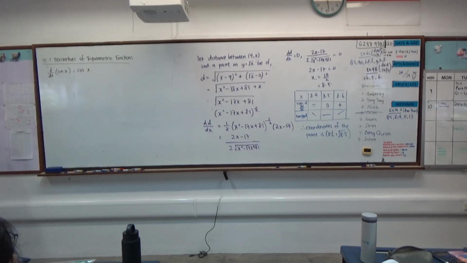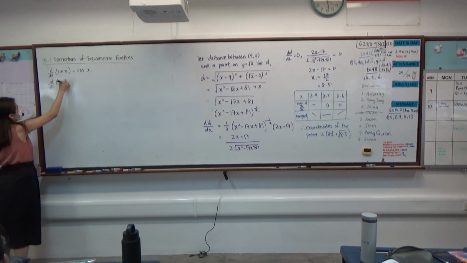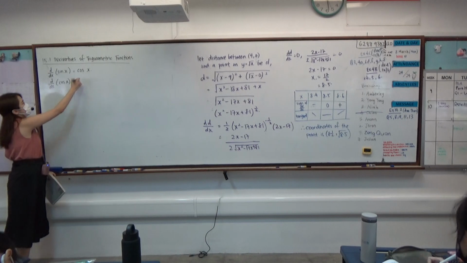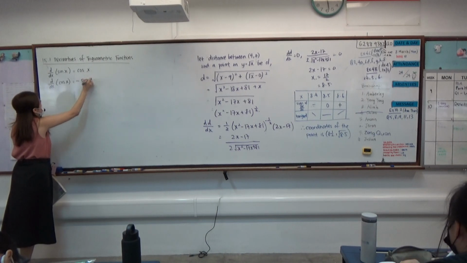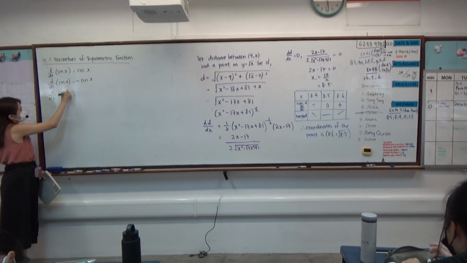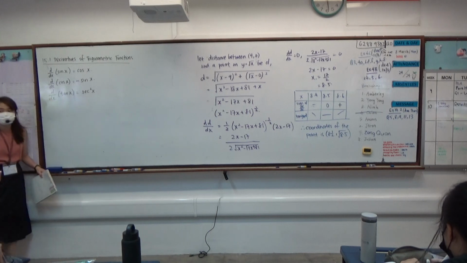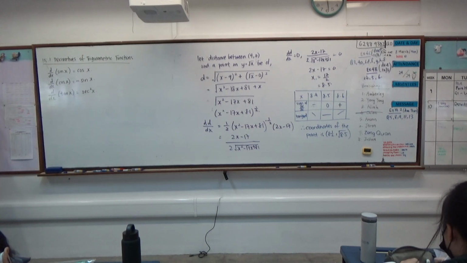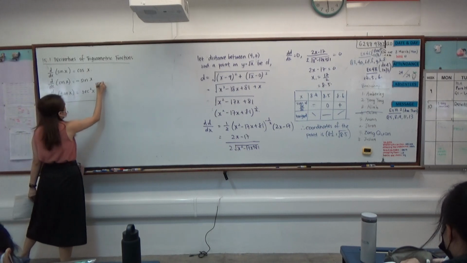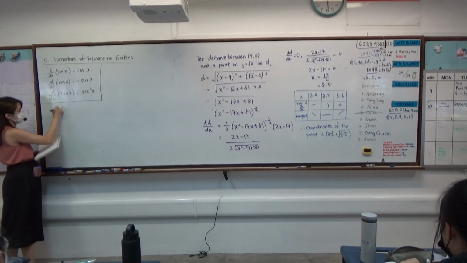By a similar process, the differentiation of cosine x, take note, is actually negative sine x, and the differentiation of tangent x, tangent is always the odd one out, will give you secant squared x. So these are three important formulas that you must remember.